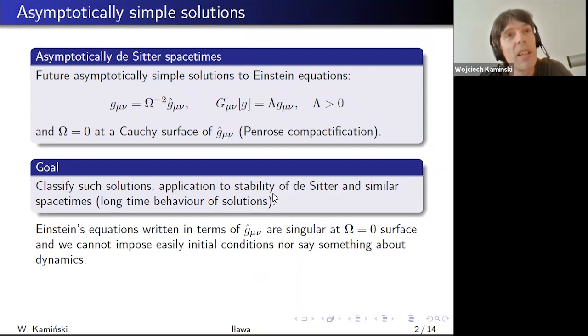The question that I would like to answer in this talk is a question about stability of the asymptotically simple future asymptotically simple solutions. So as we know, it's about Lorentzian geometry. So we have solutions of Einstein equations with, say, positive cosmological constant that extend up to future conformal boundary. And so this positive cosmological constant is in order that this boundary is space-like.